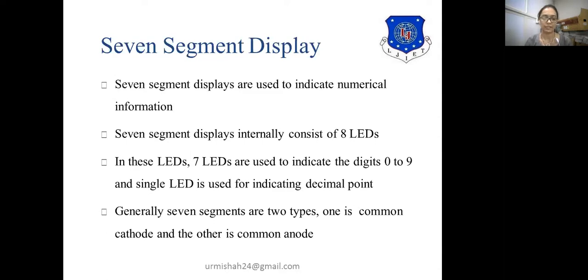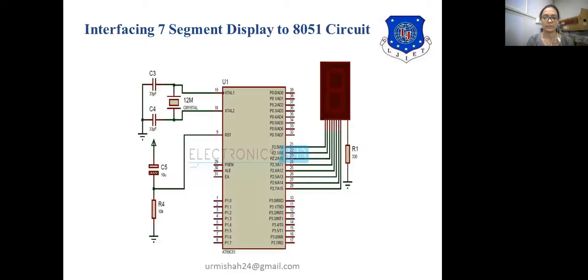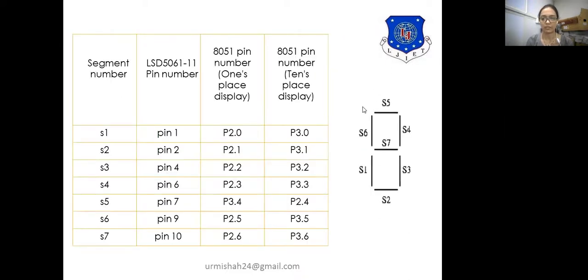Coming to the I/O peripheral, so the first I/O device which we are going to interface with 8051 is 7-segment display. All of you might be knowing what is a 7-segment display. You all have seen digital thermometers, digital watch. In that, the number display is in form of 7 LEDs. So this is kind of 7-segment display. This is the diagram of 7-segment display.